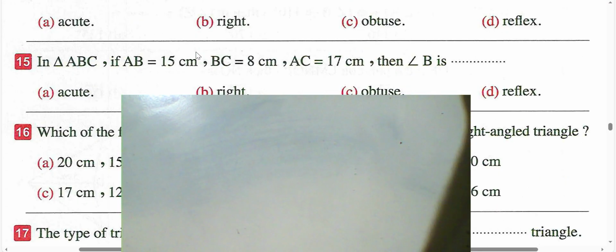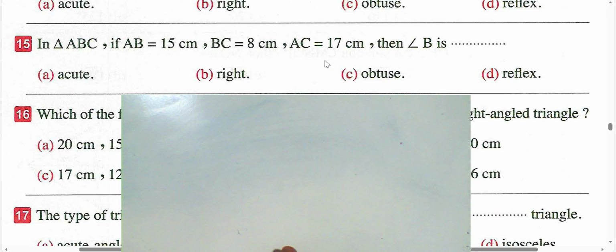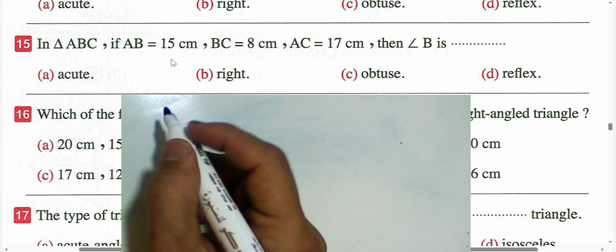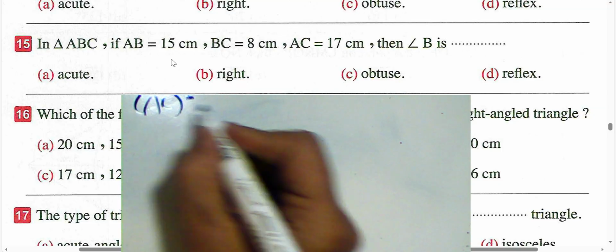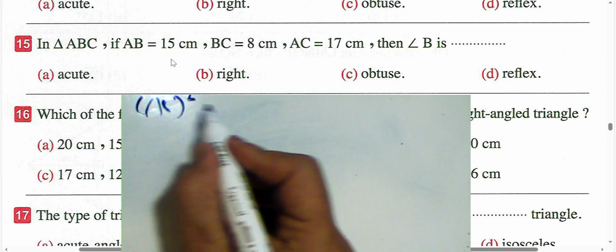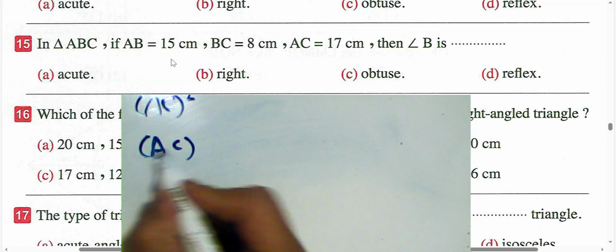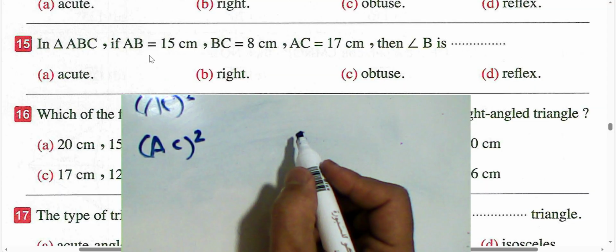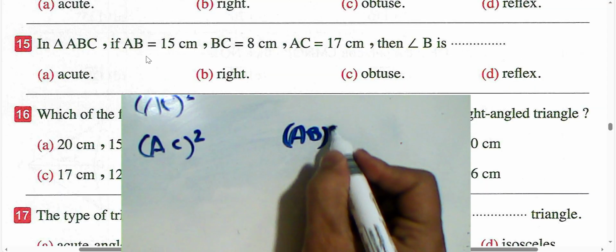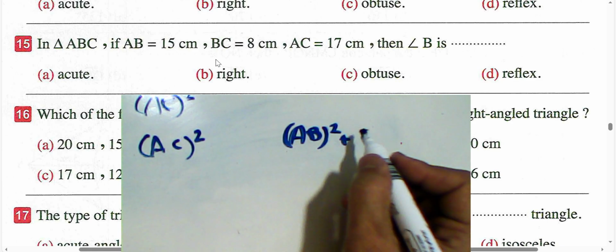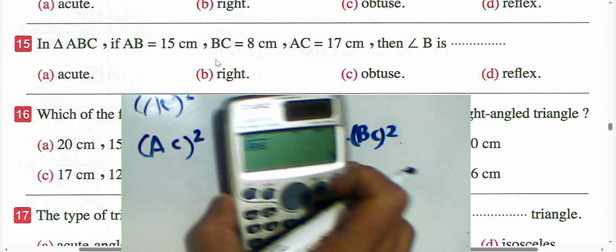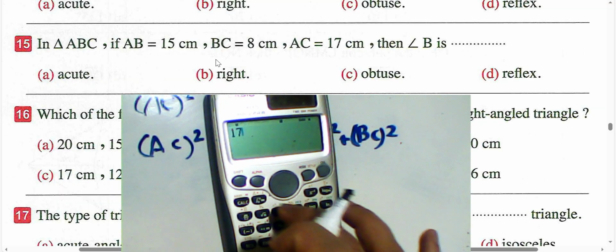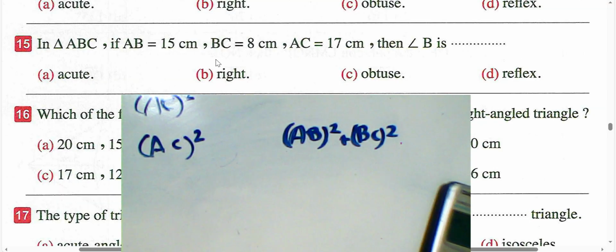Number 15. In triangle ABC, the measure of angle B equals? We can find the type of triangle by writing first the greatest side power 2, 17 power 2, AC power 2, and comparing AC power 2 with the two other sides, AB power 2 plus BC power 2. We have AC was 17, right? 17 power 2 equals 289.